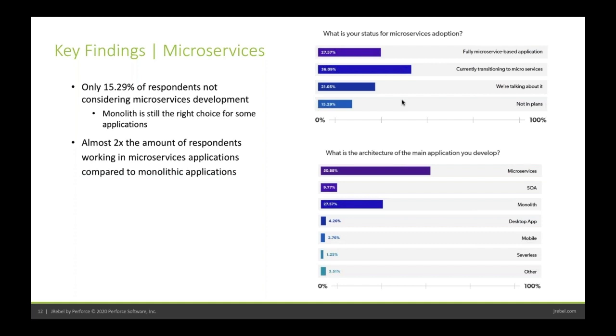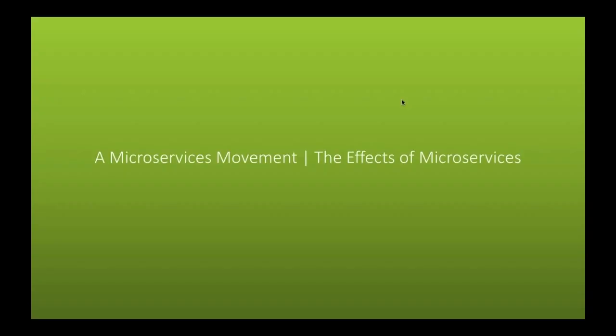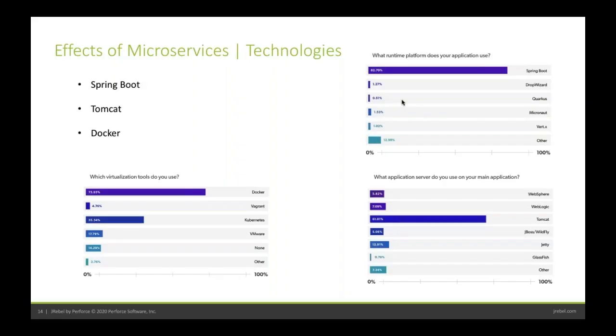experience. With that, let's talk a little bit into what are some of the effects of microservices. So first off, let's talk a little bit about some of the microservice technologies that are out there. I think this is a good starting spot for us. Obviously, as you can imagine, Spring Boot, Docker, Tomcat. Clearly the main technologies being used within microservice-based applications, microservice environments.